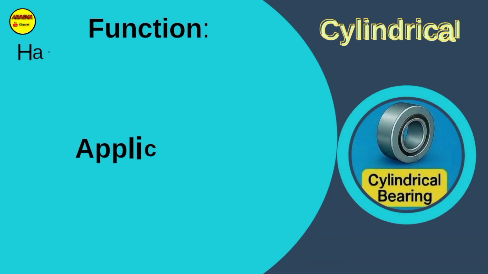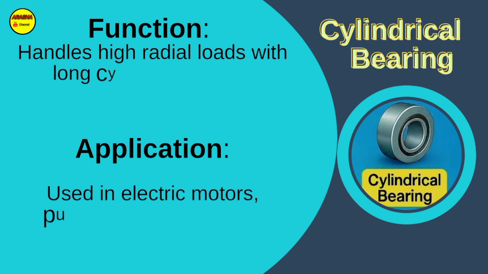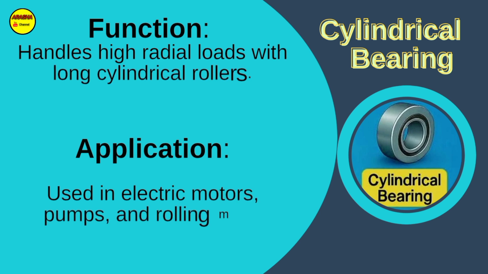Cylindrical bearing. Function: handles high radial loads with long cylindrical rollers. Application: used in electric motors, pumps, and rolling mills.